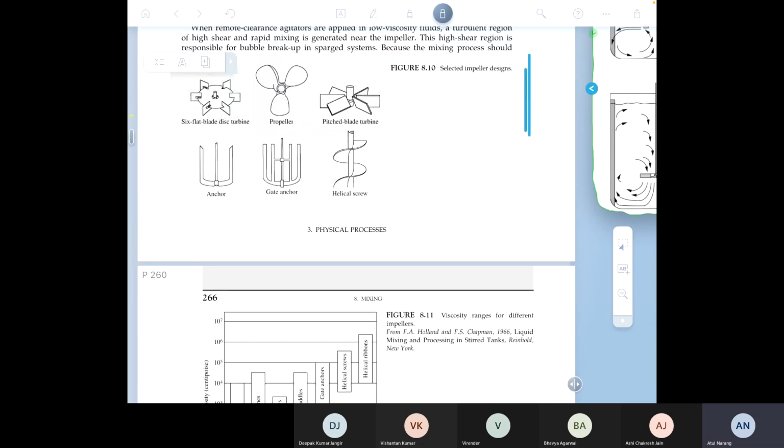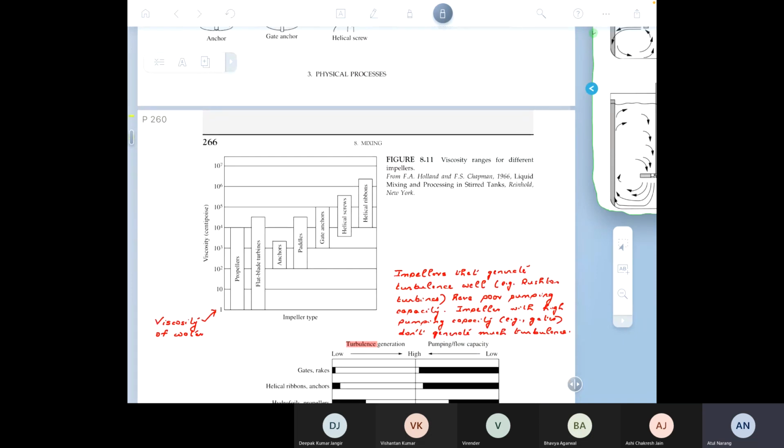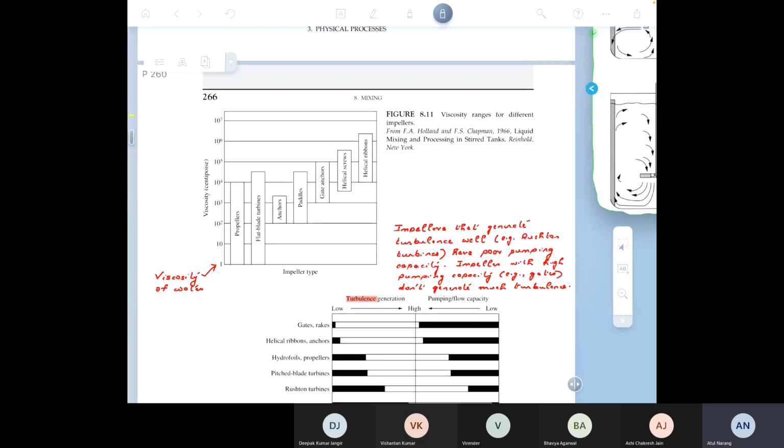So these three at the bottom, the gate anchor and the helical screw, are used when your viscosities are on the order of 10 to the power 5. That means you have mixtures that are 5 orders of magnitude more viscous than water.